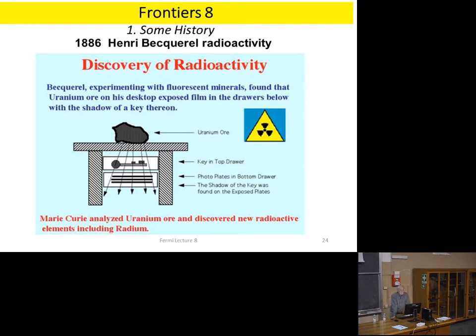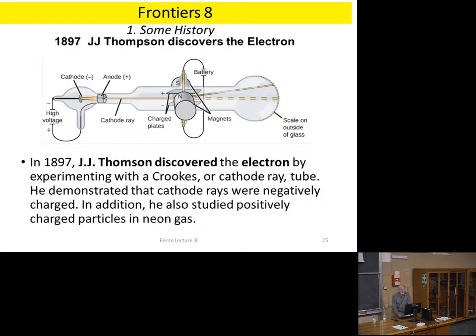First, just going way, way back, we can start with Becquerel, who discovered natural radioactivity, by putting fluorescent materials like uranium ore on a desktop, and noticed that exposed film that was in drawers below could see a shadow. And that was radioactivity, of course.